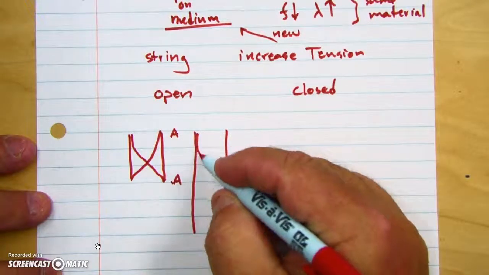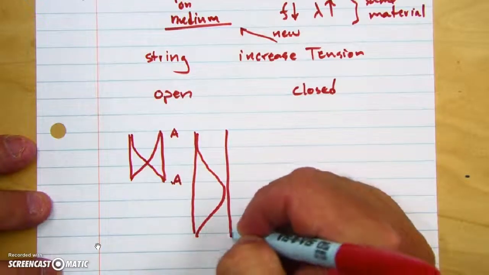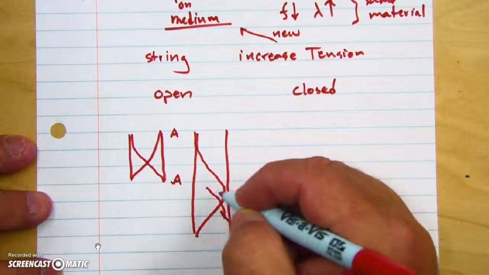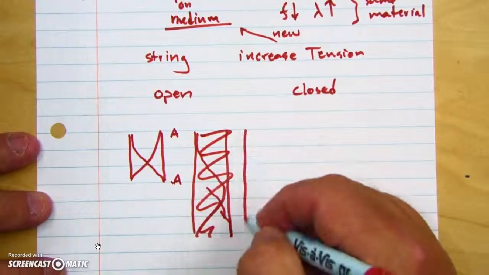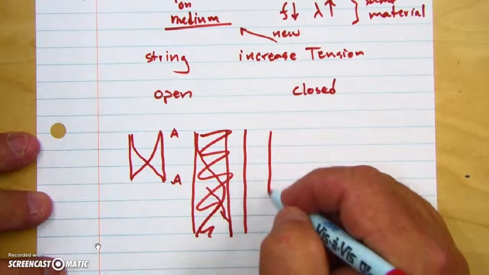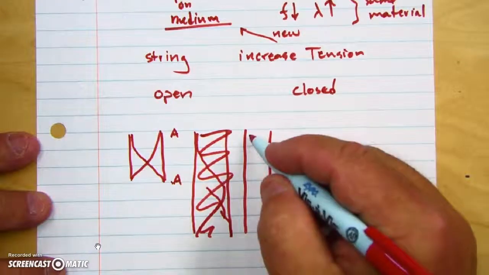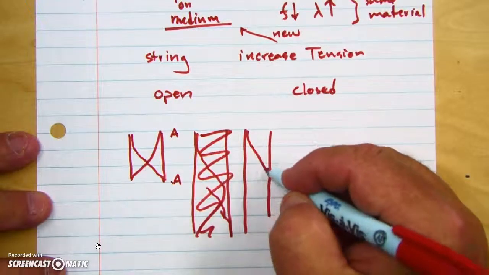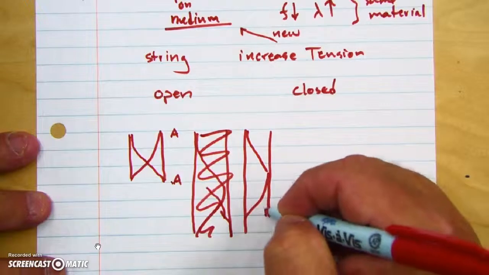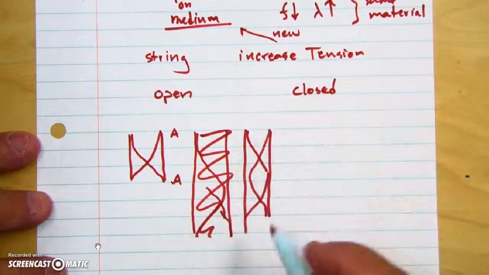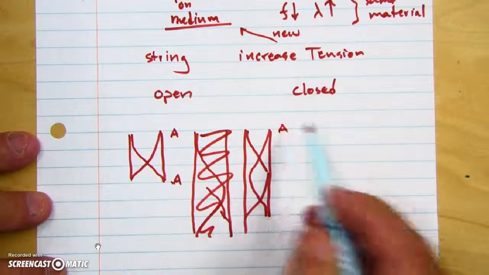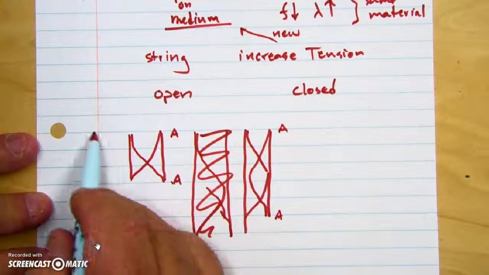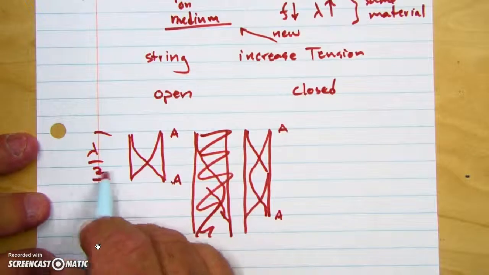Let's see if I can draw this good like that. I messed up my drawing. Let's do this. Oh, I made it too long. That's why I run into a problem. I'm going to get this, and that. Okay, I'm going to get an antinode and an antinode. This is lambda over 2.